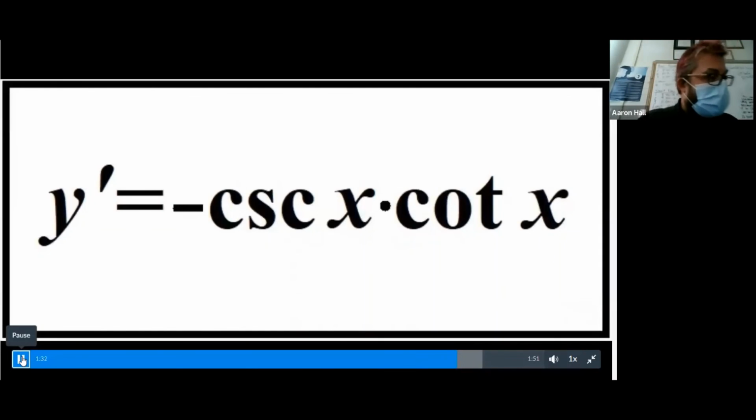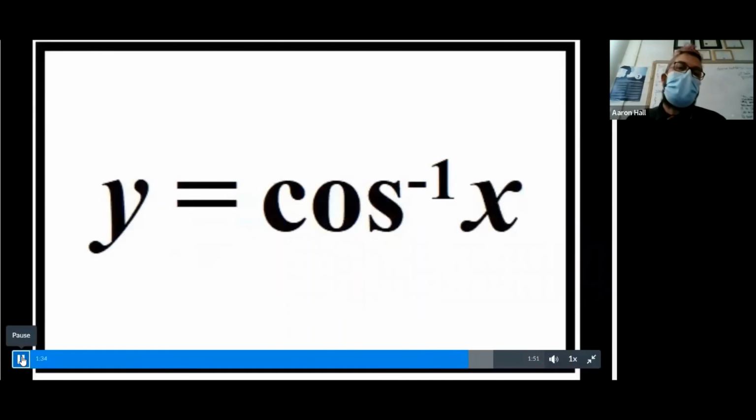Is everybody ready already? What is the derivative of the inverse of cosine of x?